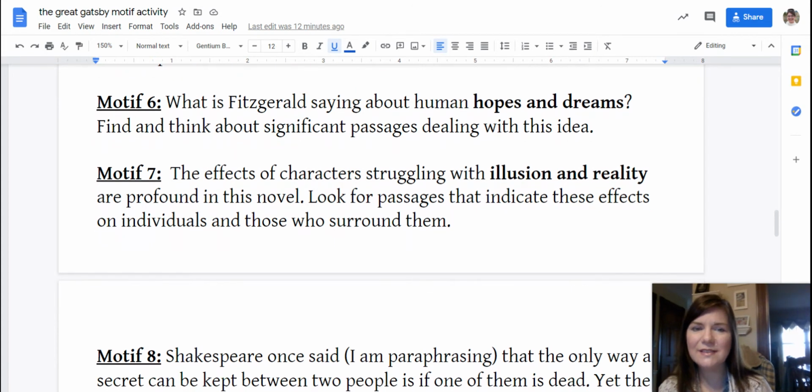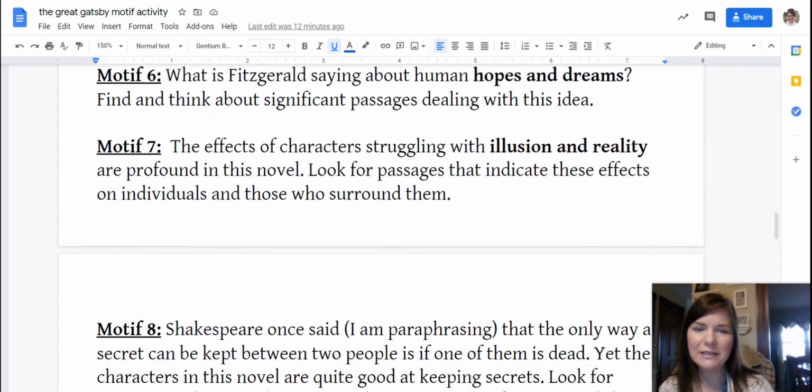All right, motif 6 has to do with hopes and dreams. And this is the American dream story. And there's a lot of hopes and wanting things to happen and dreaming about a better future. So you're tracking that if you are choosing number 6.